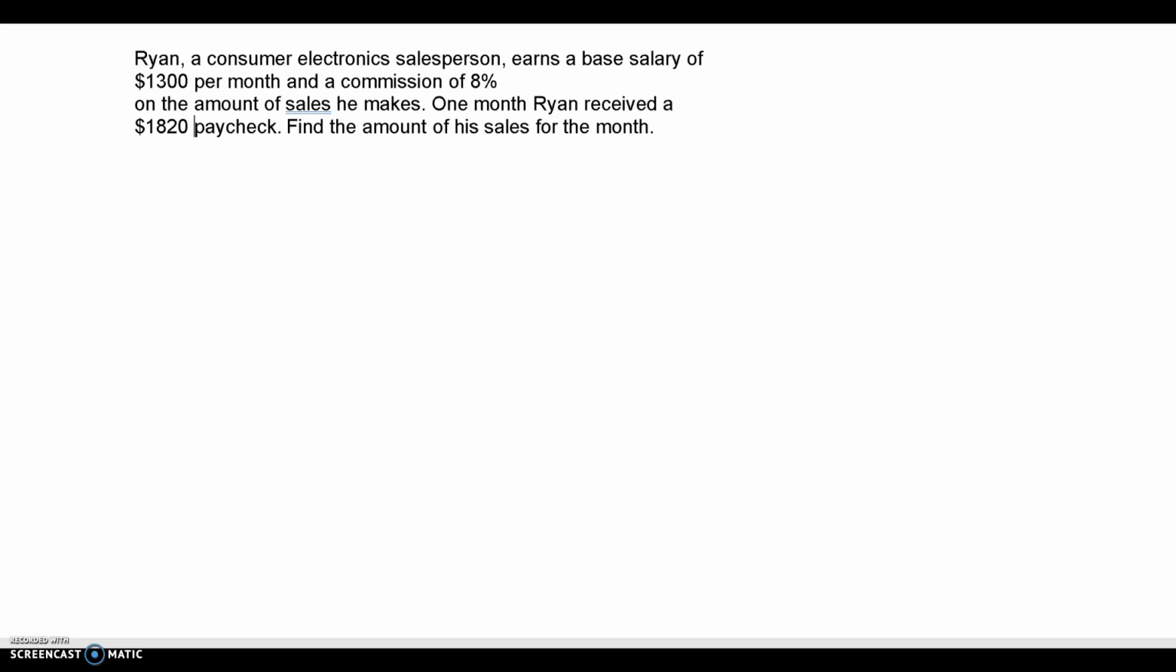So his base salary is $1,300. So if you're just thinking he's going to get $1,300 plus commission, and that's going to be 8% of his sales. Okay, and that's going to equal his $1,820. So that's translating the sentence into a math equation, and this would be total sales.